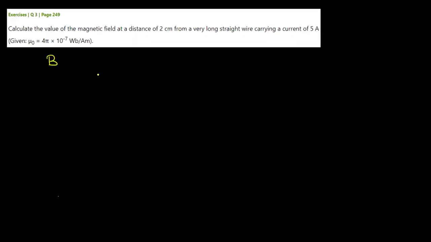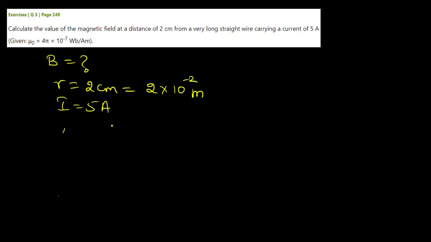Calculate the value of magnetic field. B value you are supposed to find at a distance of 2 centimeter. R is given as 2 centimeter. Convert it to meter: 2 into 10 raised to minus 2 meter. Ampere. Mu naught value is given to you in SI, weber per ampere.